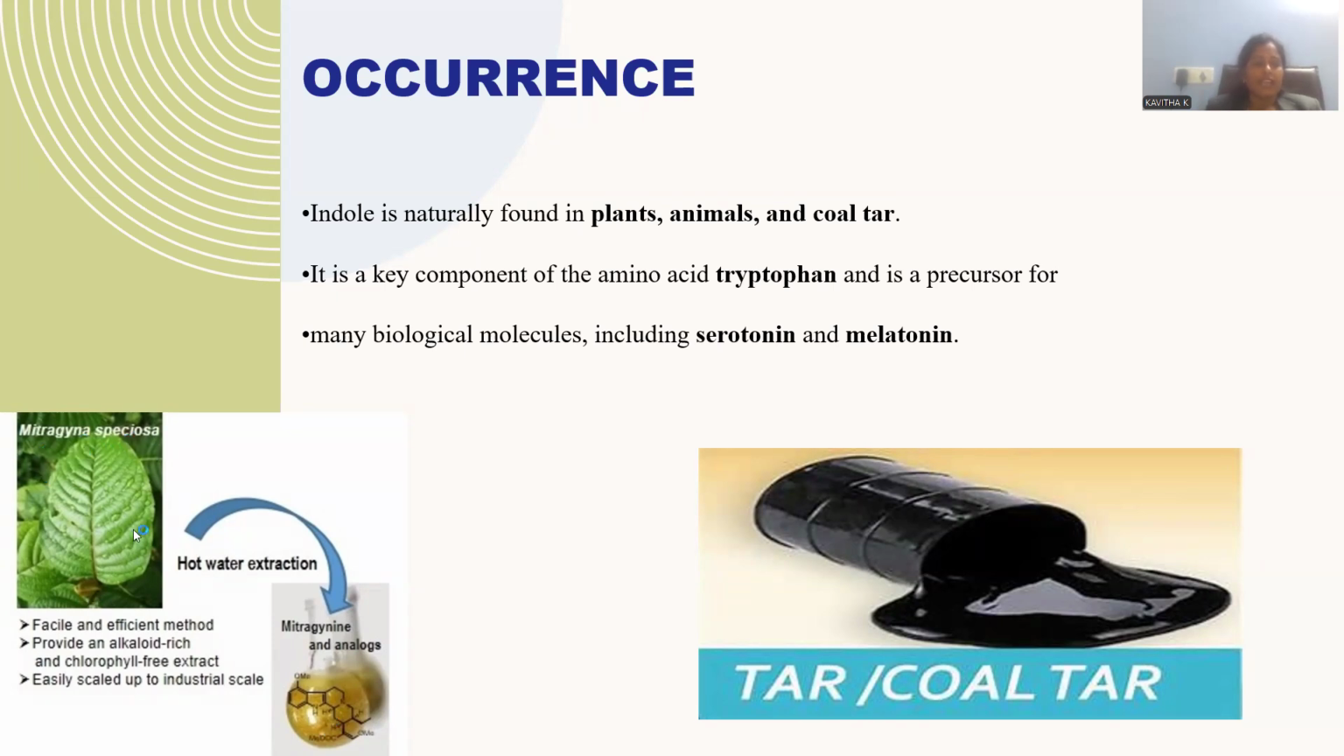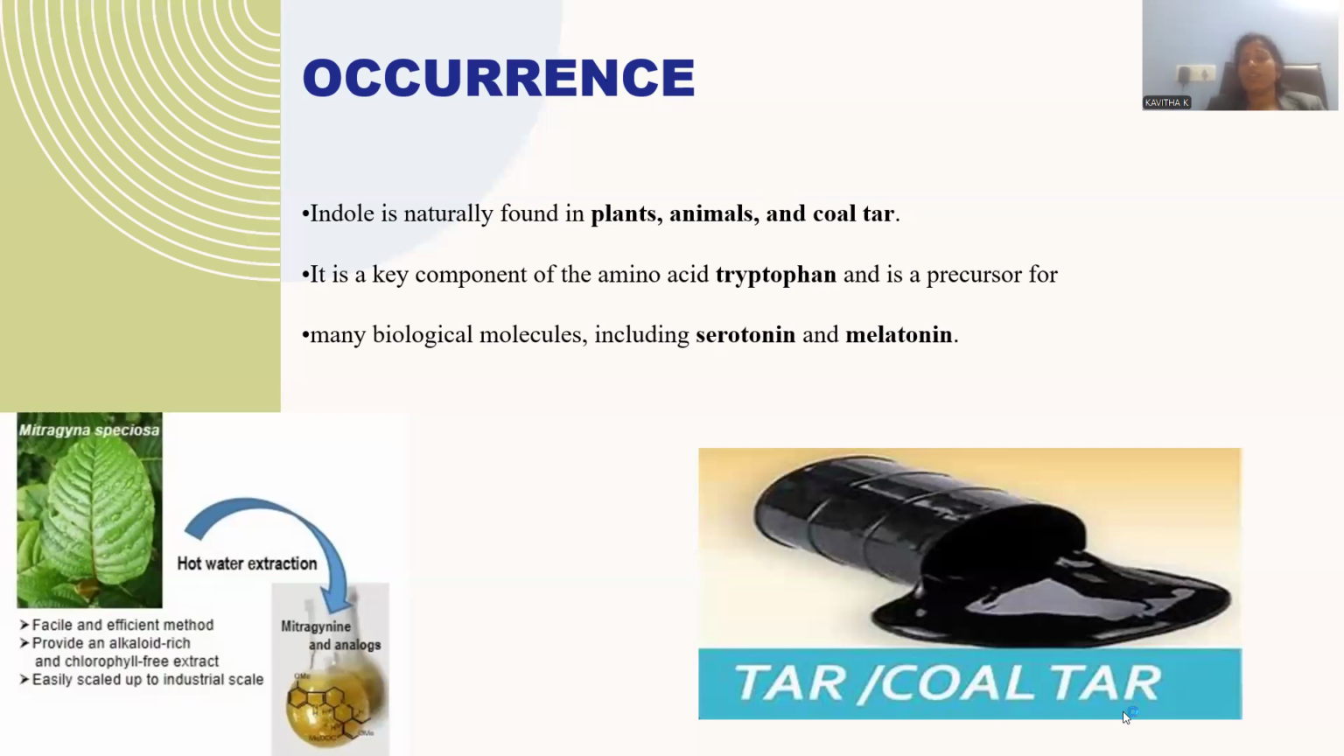Metrogyna speciosa is a kind of plant you can clearly observe, from which hot water extraction gives rise to a kind of compound which is taken into the RB flask, where indole is taken as a skeleton and a core molecule. This is a kind of plant extract. In addition, many animals also yield this molecule in the form of indole.